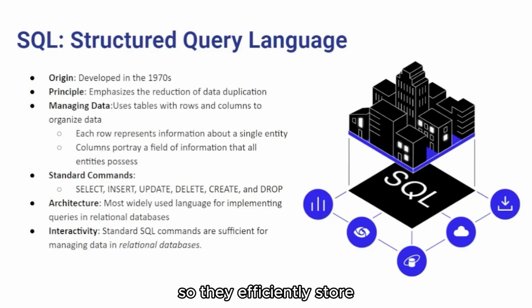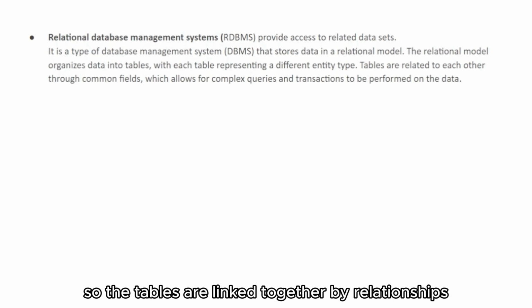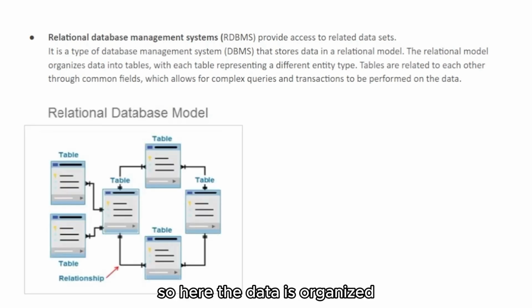So they efficiently store and provide access to related datasets, forming the backbone of modern data management. When we say relational database, these are a type of database that stores data in tables. The tables are linked together by relationships, which allow the data to be efficiently accessed and manipulated. A relational database is a collection of one or more tables, which are organized into rows and columns. Here, the data is organized, accessed, and stored according to the relationships.